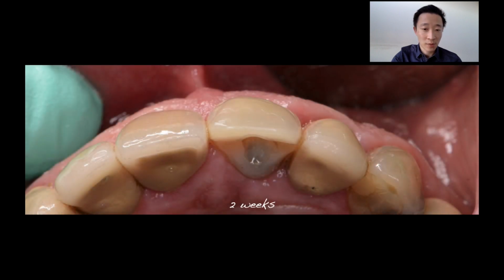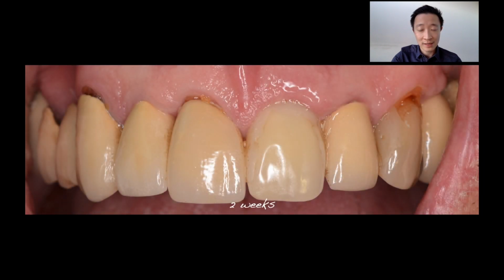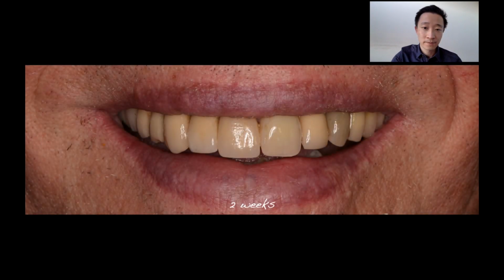At 2-week healing, we just want to make sure that the tissue is having a healthy response. There are no sutures to remove, so nothing really needs to be done at this point except check on the patient and coach them with their oral hygiene. You can see the tissues are pink, firm, healthy, and healing very well. That is his smile at 2 weeks.